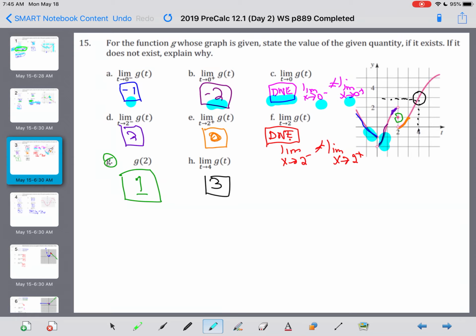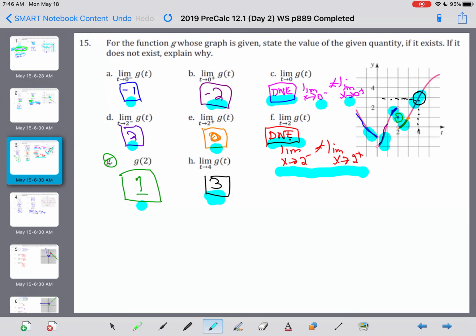Moving on here, we're jumping out here to 2. So there's that part for this. There's that part for this. And again, they do not exist. The limit at 2 does not exist because of the jumping going on there. So again, we have this statement here. If we're asked to explain why, this is our explanation. And then finally, g of 2, we have a specific point there, so we can say it's at 1. And the limit of g of t as t approaches 4 is out here, and it looks like it's going to have to be 3.